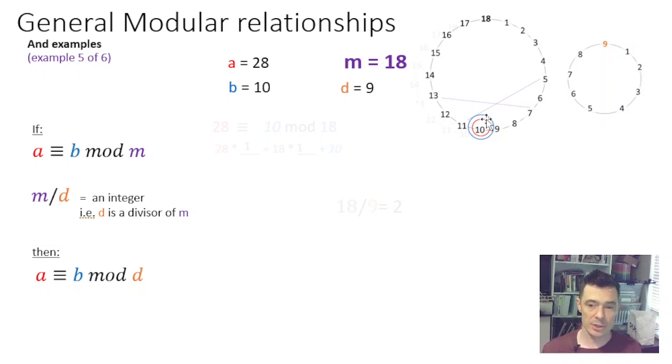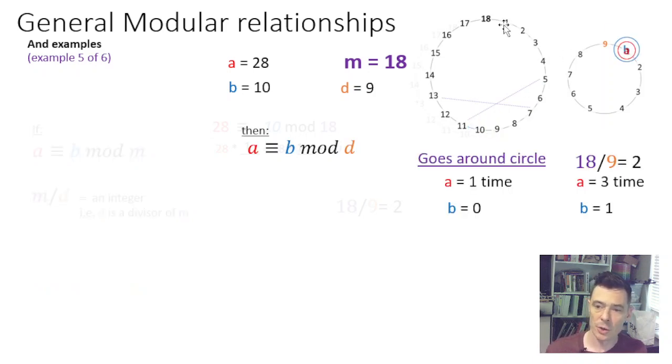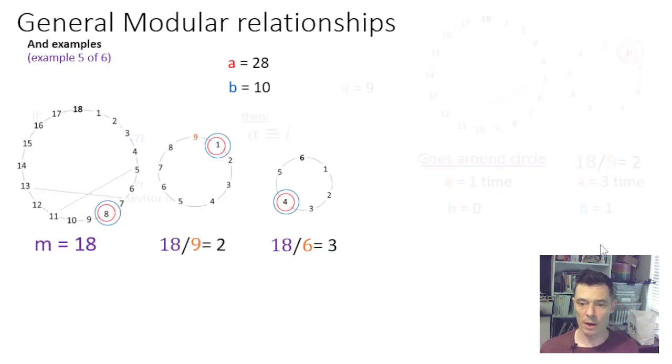And now I think this property gets really interesting. So for the big circle, here we went around the circle 1 time. Here A went around the circle 1 time. And over on the new modulus, A now goes around 3 times. And then B is going to go around 1 time, and then plus the remainder of 1.